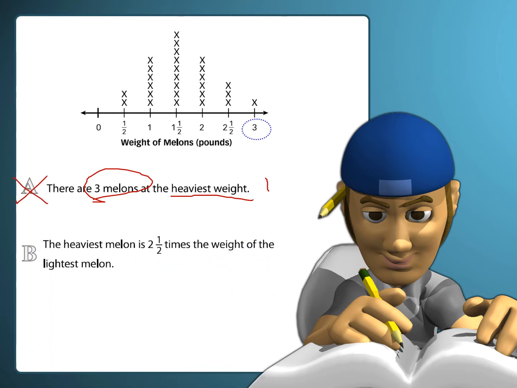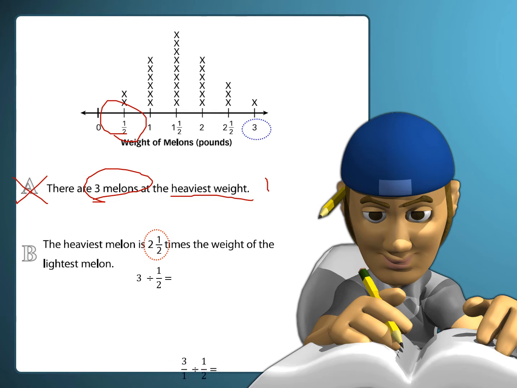Our second data point says the heaviest melon is 2.5 times the weight of the lightest melon. So to figure this one out, we're going to have to take the heaviest weight, which we said was 3, and we're going to divide it by the smallest weight, which is 1/2. And when we do that, we should get 2 1/2 if the answer is correct. If the answer is incorrect, then we will not get 2 1/2. So let's try it out.